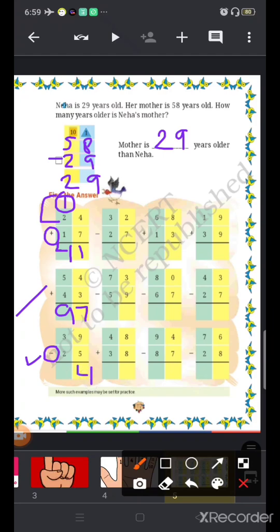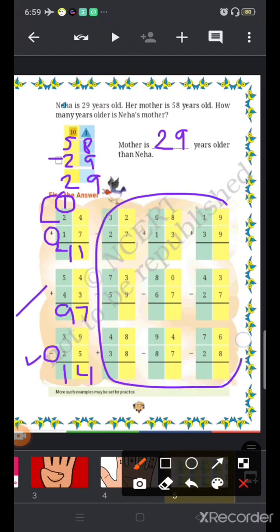Now 3 minus 2. 3 minus 2 is equal to 1. So here we'll write 1. So 39 minus 25 is equal to 14. Okay. Now these all sums you will do yourself. This is your homework. Sums are very easy. Okay. Now let's move on. Next page.